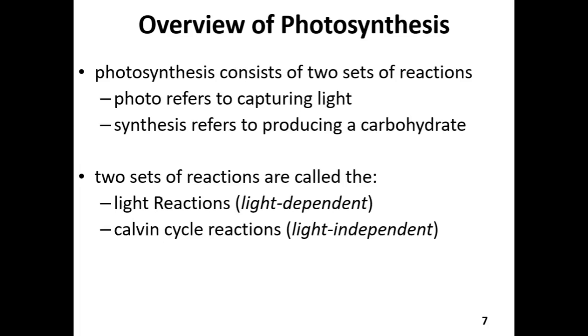In photosynthesis, we have two major sets of reactions. One is called the light reaction, where we're actually taking in light, sunlight energy. So this is the photo portion of photosynthesis. And then the second set of reactions is light independent. And this is where we actually synthesize the carbohydrate. So this is the synthesis portion, also termed the Calvin cycle.